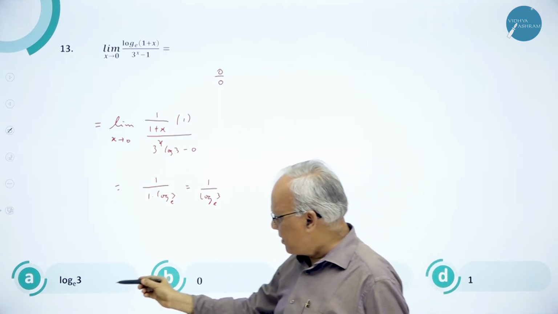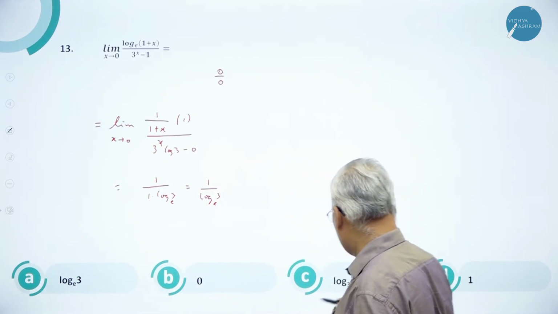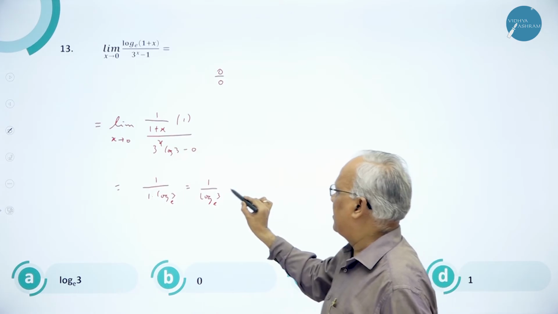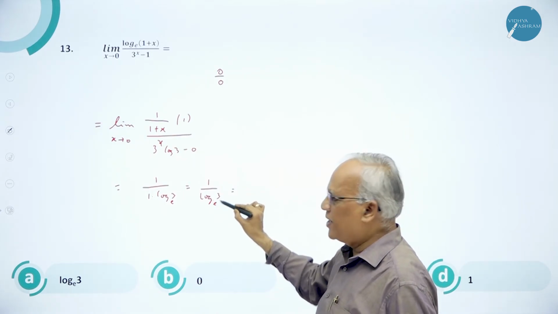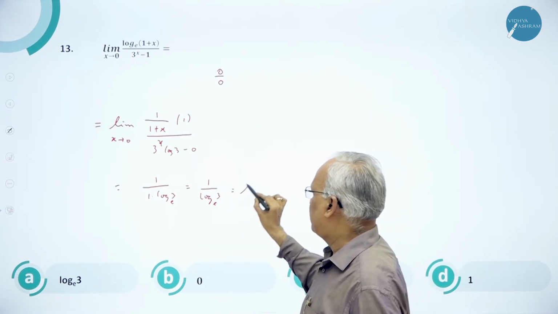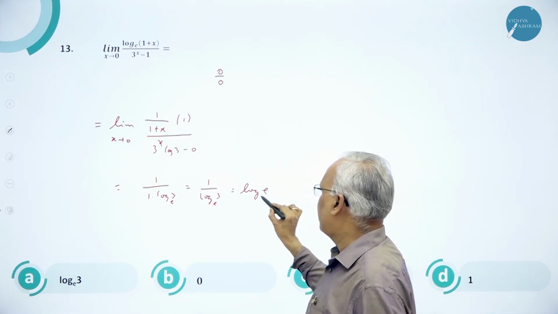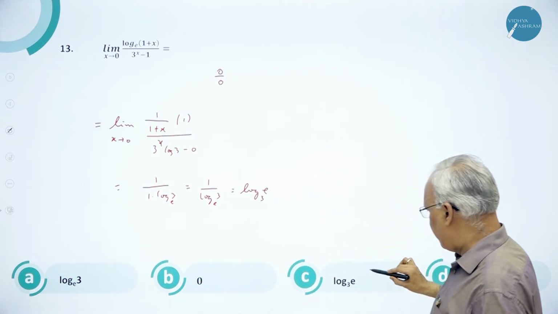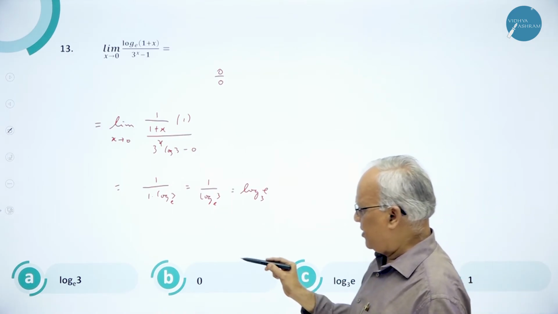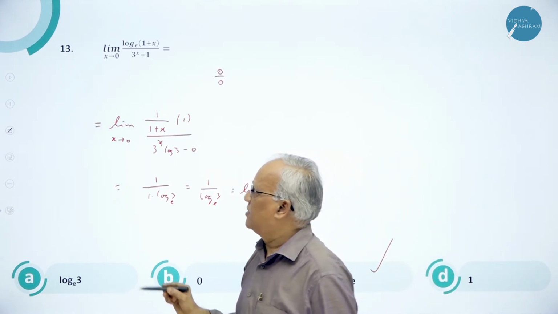Don't get scared, write it down. It's not that. So it is log e to the base 3, which is correct because 1 over log a to the base b is log b to the base a. So it is equal to logarithm of e to the base 3. So the answer is this. Answer carefully, because on seeing it you feel that is not the answer.